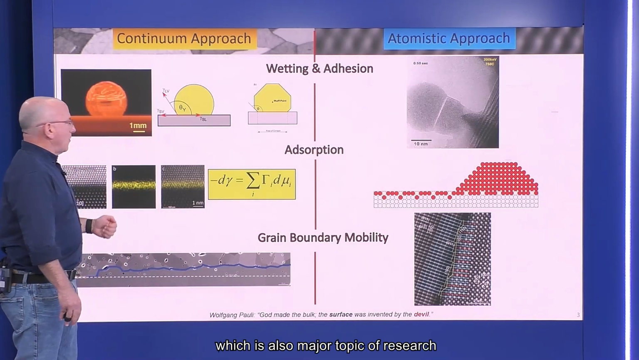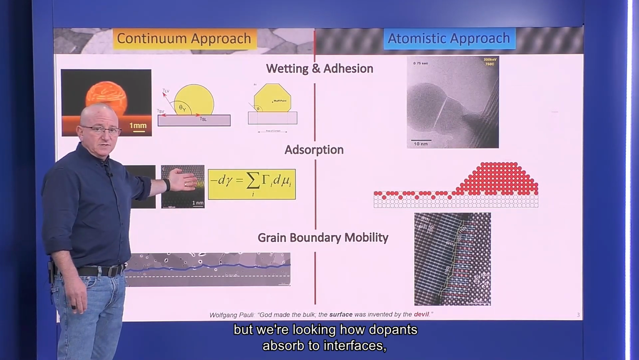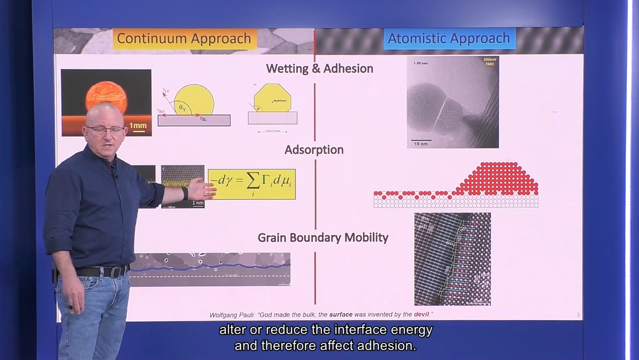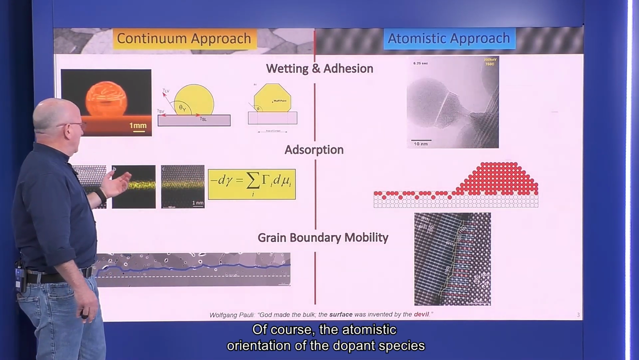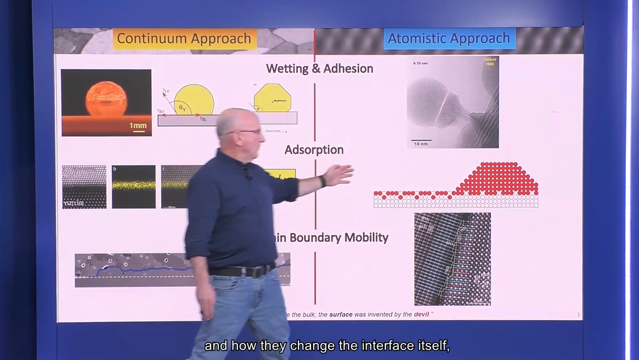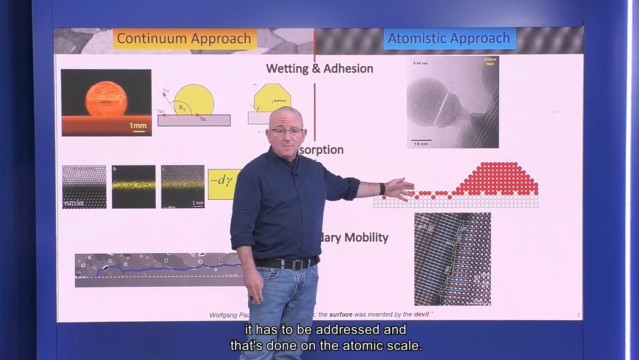This actually brings us right into the topic of adsorption, which is also a major topic of research, where we're looking at how dopants adsorb to interfaces, alter or reduce the interface energy, and therefore affect adhesion. Of course, the atomistic orientation of the dopant species and how they change the interface itself has to be addressed, and that's done on the atomic scale.